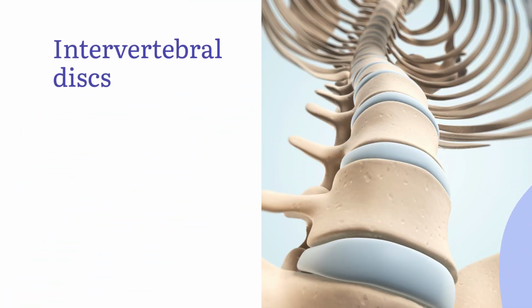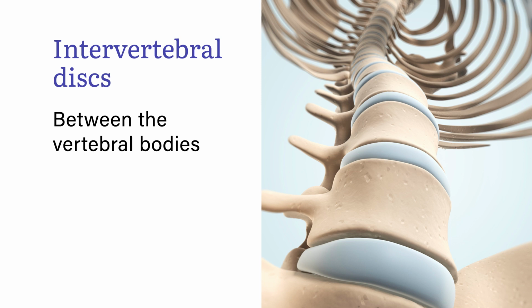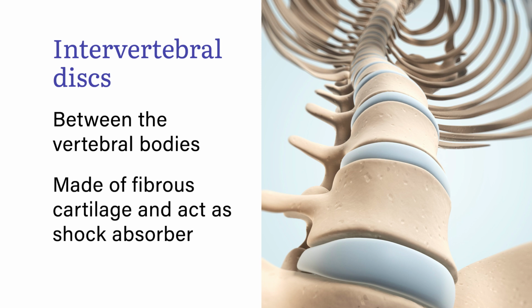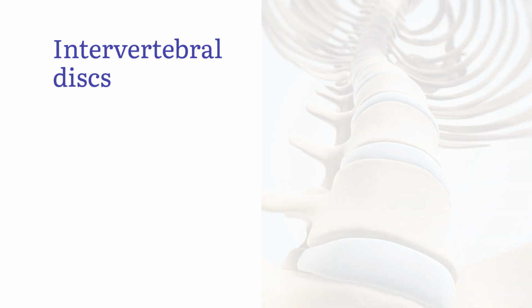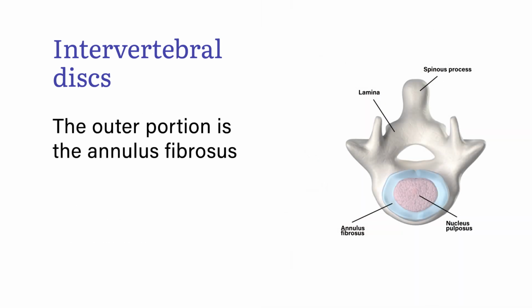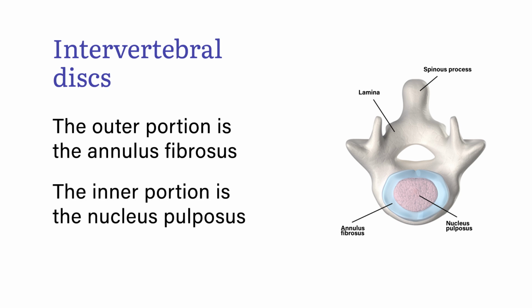The intervertebral discs are located between the vertebral bodies and are made up of fibrous cartilage and act as a spine shock absorber. The outer portion of your disc is called the annulus fibrosus. It is a very tough fibrous structure. The inner part is the nucleus pulposus. The nucleus is what often causes trouble. It can bulge or herniate out and put pressure on your spinal cord or the spinal nerves.